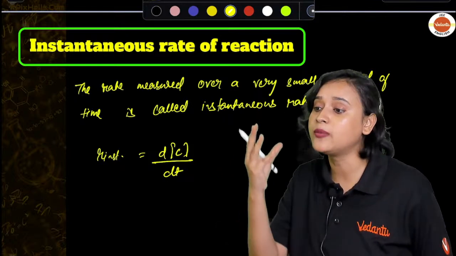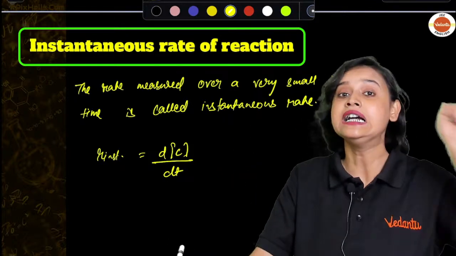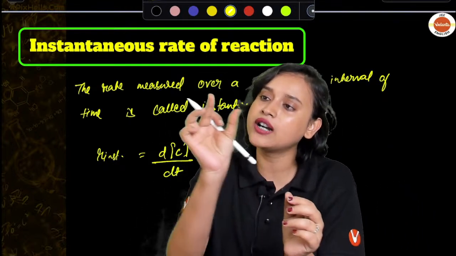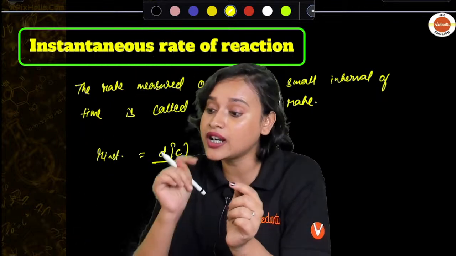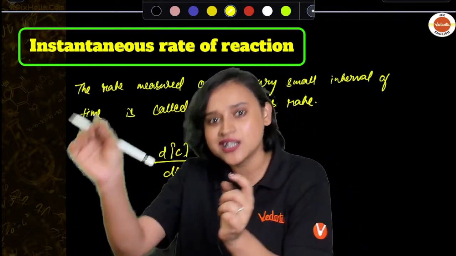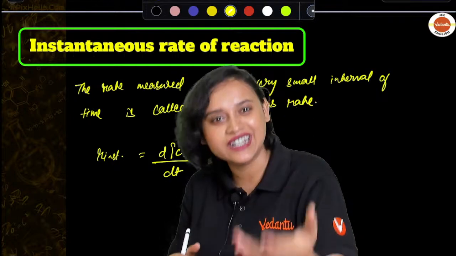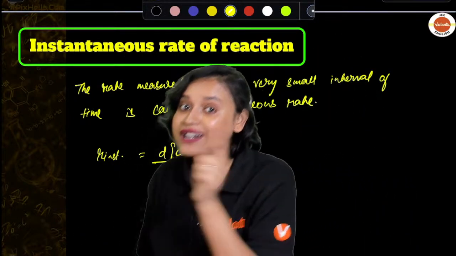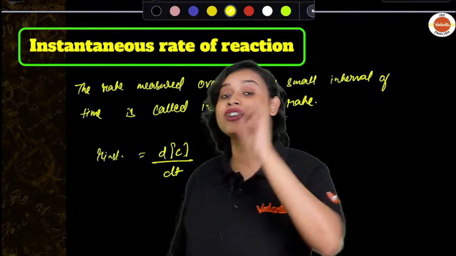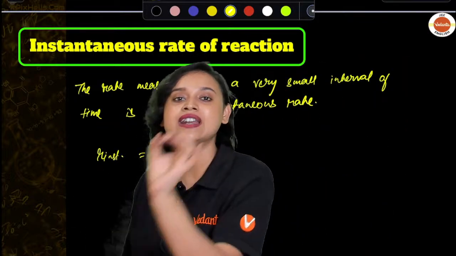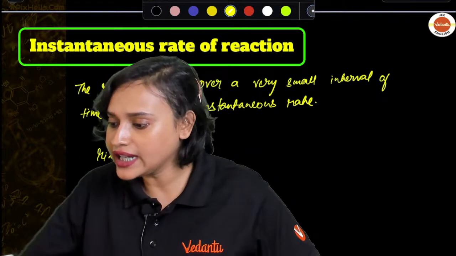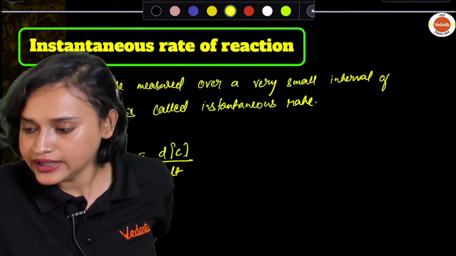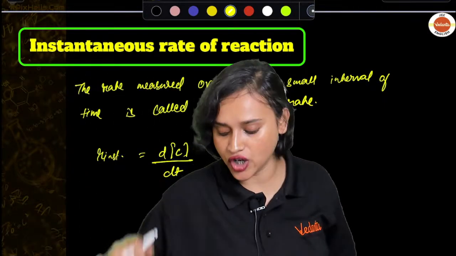So whenever we are talking about a small duration of time, we will be using d, differentiation. When you differentiate, what are you doing? Differentiation is for small part and small part and small part. And then when you integrate, you take small part and small part and small part, and you add all of them. That's your integration. So in this chapter, we will be talking about differential rate law, the rate equation, and we will also be talking about integral rate law, the integrated rate equation. This is clear, guys. So this is your instantaneous rate.